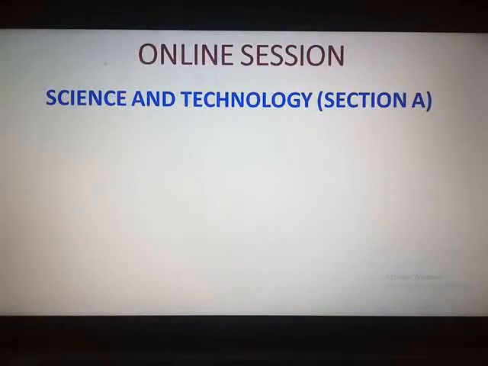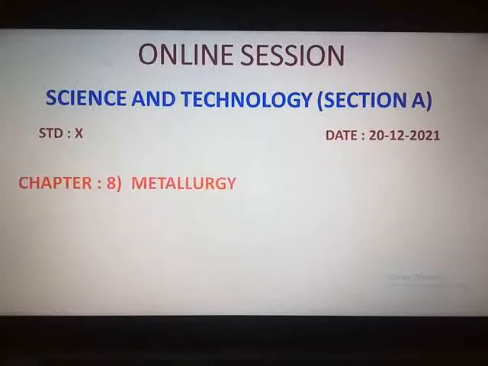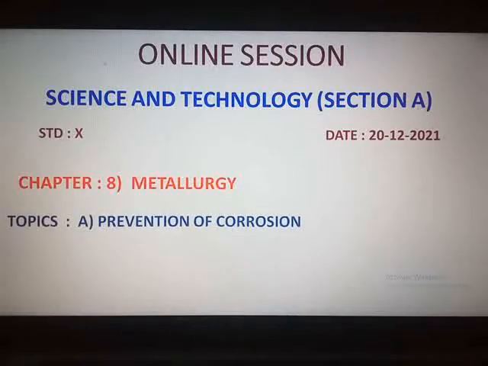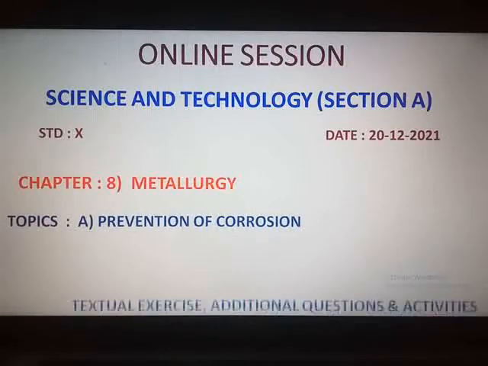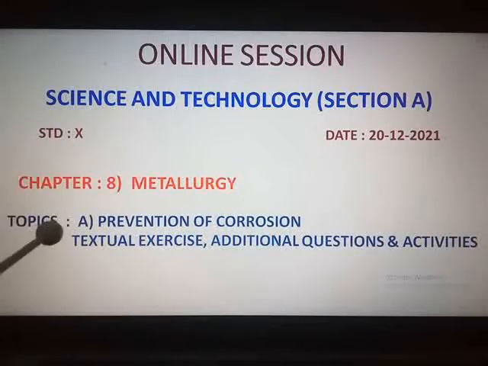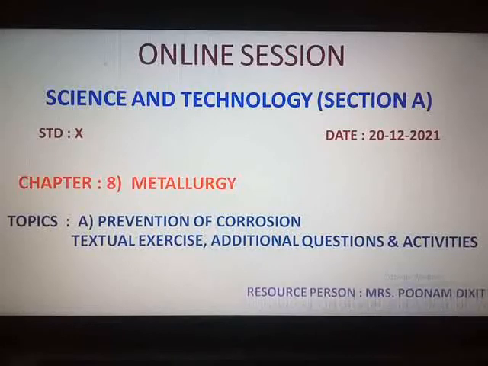In our previous session, we have seen how different metals get corroded. We have studied the topic of corrosion of metals for chapter number 8, Metallurgy. Today, we are going to study the different preventive measures for this corrosion. Along with that, we will start with the discussion of textual exercise and additional questions for this chapter.